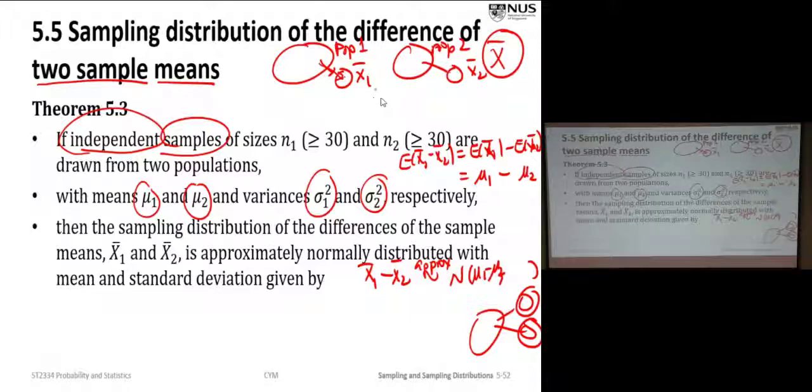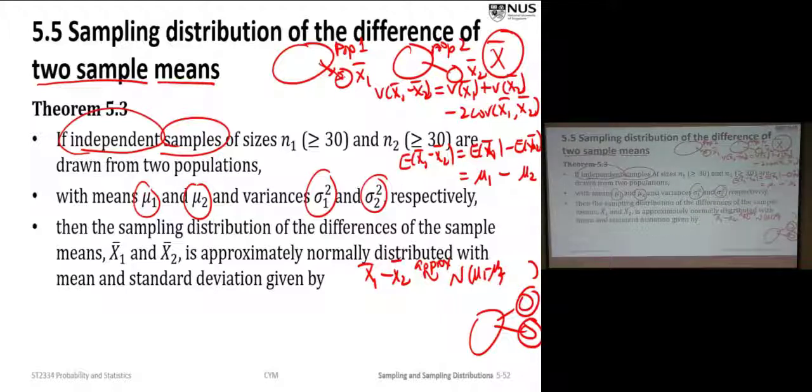How about the variance of x1 bar minus x2 bar? It is equal to the variance of x1 bar plus the variance of x2 bar minus 2 times the covariance of x1 bar, x2 bar. Variance, by definition, is the expectation of the square of the difference between the random variable and its expectation. We discussed it before.